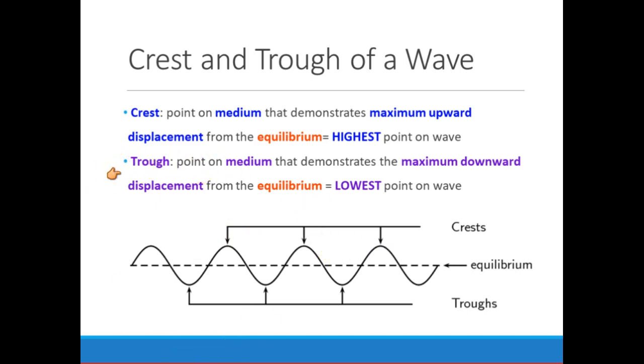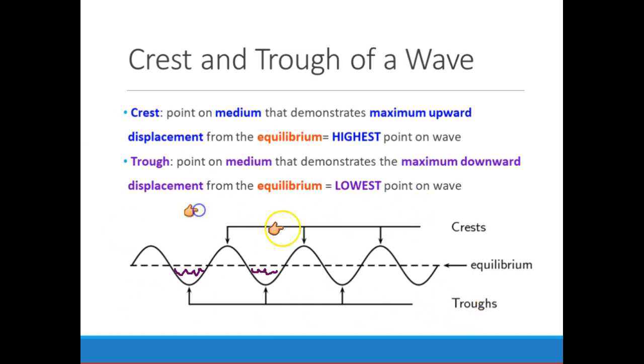The trough, on the other hand, if you think about a trough, like a horse trough, a trough is something that has a dip in it, right? It's like a giant bowl for water for a horse, right? So just like that, think about a trough being able to actually hold water in it. Okay, that might help you better be able to remember that the trough is the one on the bottom. So again, the long definition is it's a point on the medium that demonstrates the maximum downward displacement from the equilibrium, the midpoint. In other words, we can call it the lowest point on the wave.